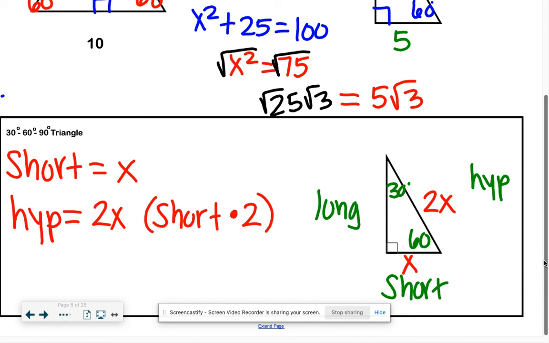Is that a rule every time? Yep. Now it's a rule, so now we can use it all the time. It's kind of nice. And then to get your long leg, you're going to take your short leg times root 3.